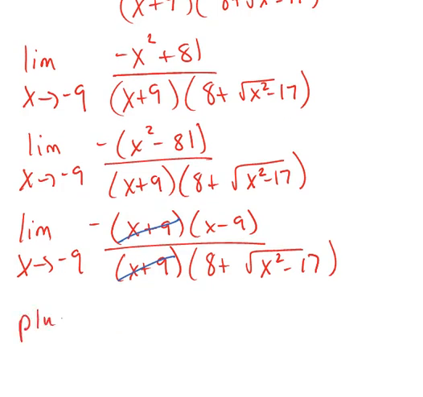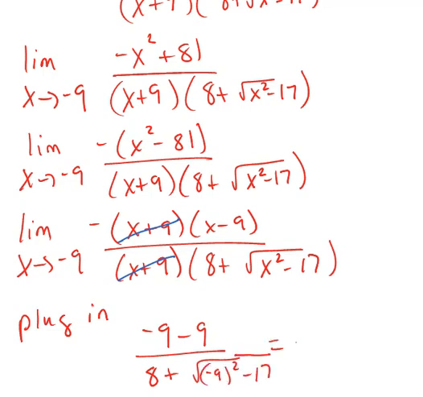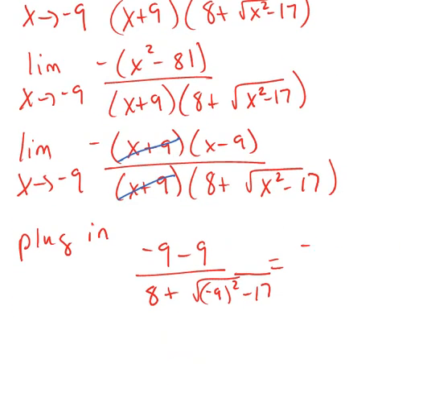So now we can just do a plug-in. If we plug in negative 9, we're going to get negative 9 minus 9 over 8 plus the square root of negative 9 squared minus 17. In the numerator, that's negative 18. And in the denominator, that's 8 plus, right, this is 81 minus 17. We've seen that before. That's 64. So it's the square root of 64, which of course is just 8. So this is negative 18 over 8 plus 8, which is 16.